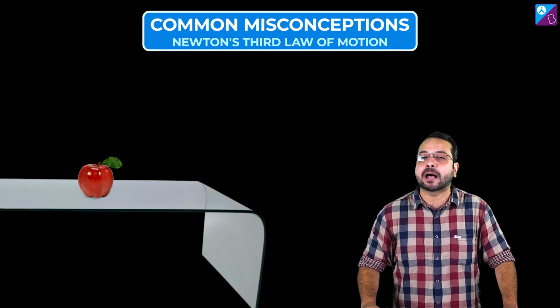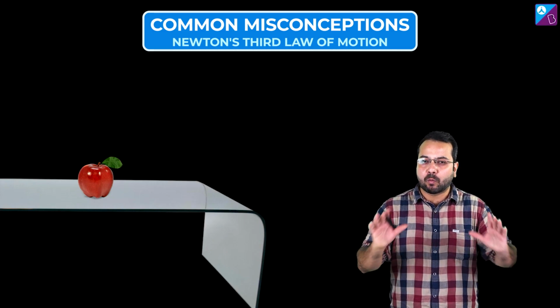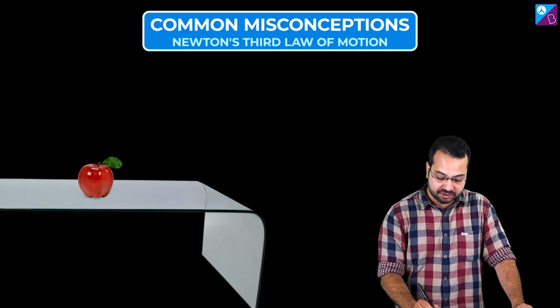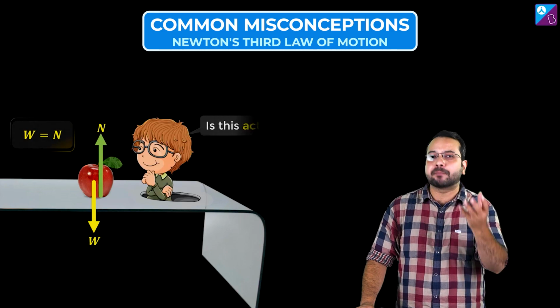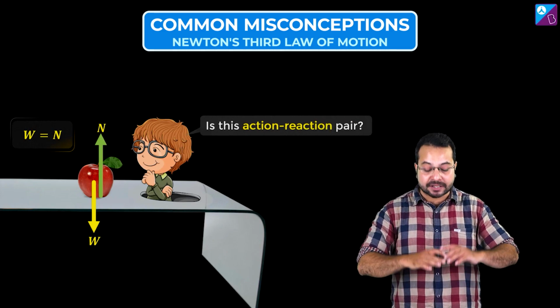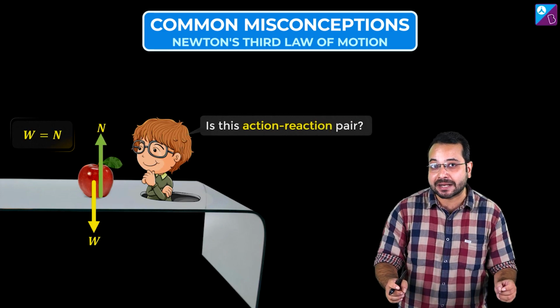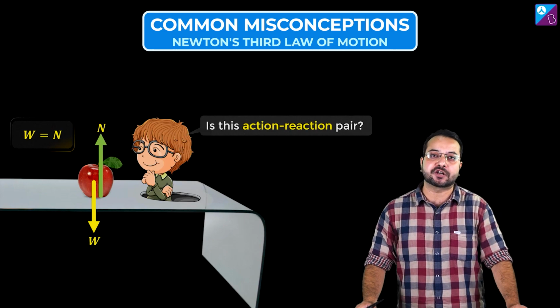Now let's say there is an apple which is kept on the table. What are the forces acting on the apple? The first would be the weight of the apple acting downwards. Now why is this apple not falling down? Because there is a normal reaction exerted by the table on the apple in the upward direction.